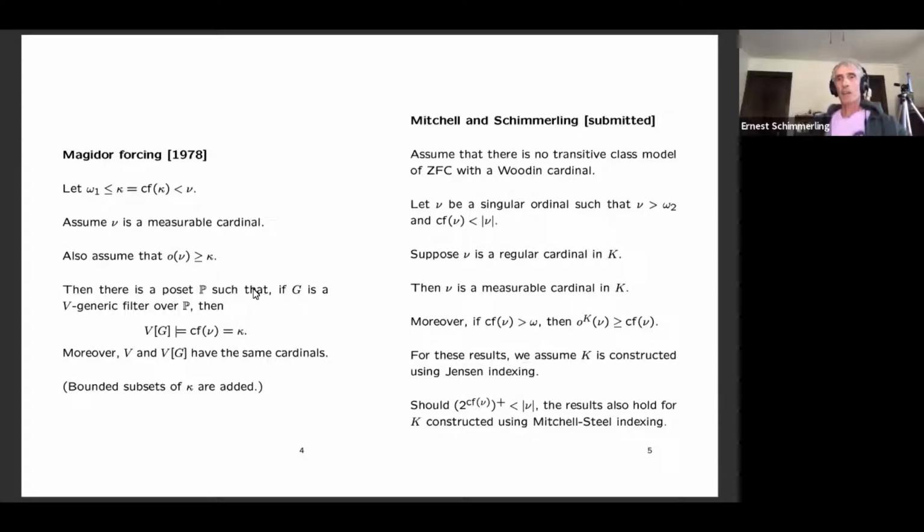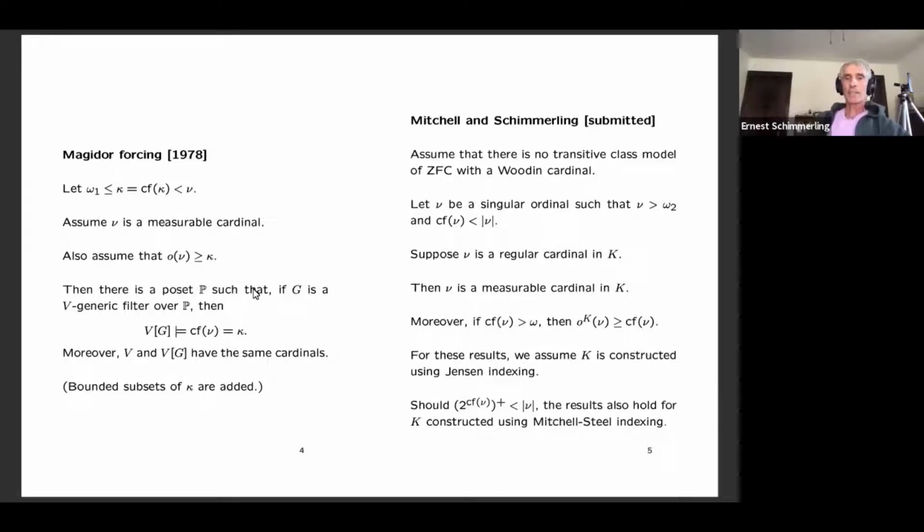So now suppose that nu is a singular ordinal such that nu is bigger than omega_2, and the cofinality of nu is less than the cardinality of nu. Okay, so that's all in V, but suppose that K is dramatically incorrect and thinks that nu is a regular cardinal. And the first conclusion is that, well, then nu is actually a measurable cardinal in K.